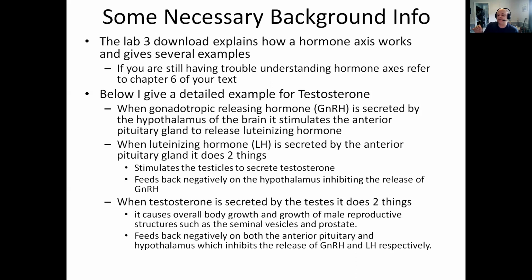So essentially, this prevents a runaway production of GnRH by the hypothalamus, causing a massive release of LH and then a massive release of testosterone. LH actually comes back to the hypothalamus and slows the production. And this is a self-regulatory loop.